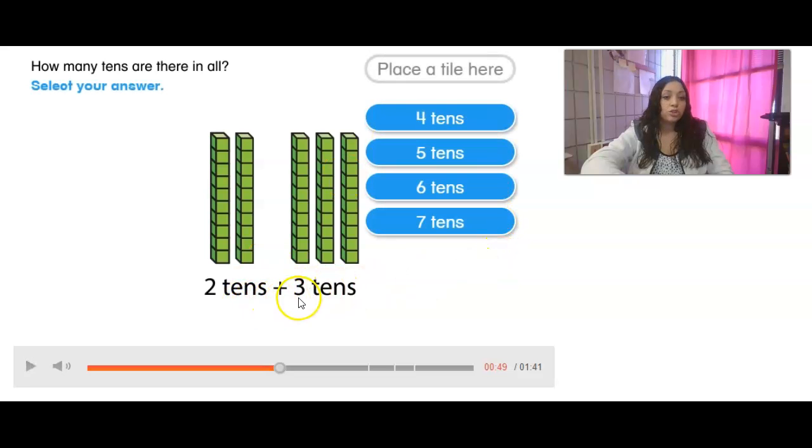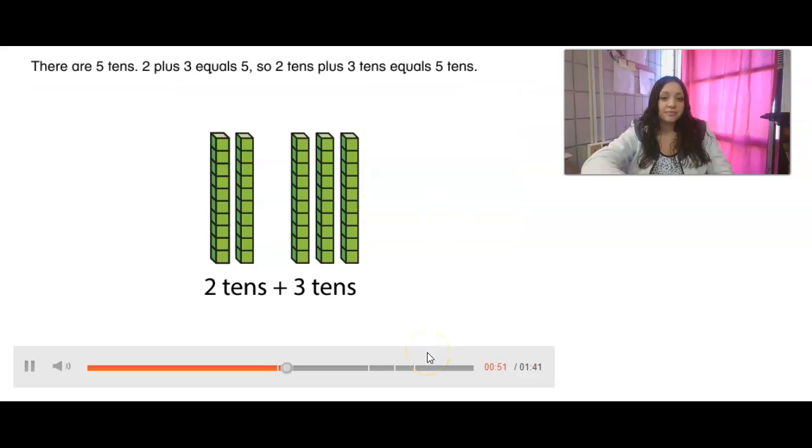If I know 2 plus 3 is 5, then I know I could count and say 2 tens plus 3 tens would be 5 tens. There are 5 tens. 2 plus 3 equals 5. So 2 tens plus 3 tens equals 5 tens.